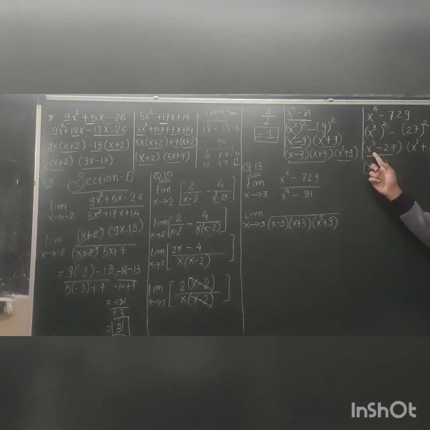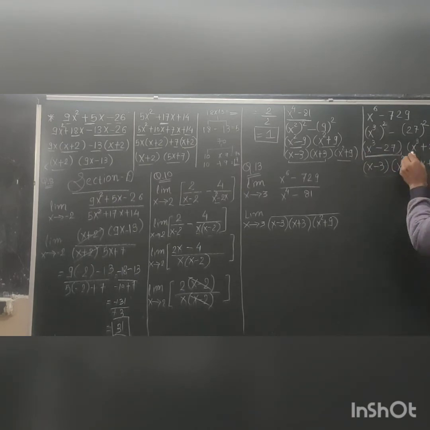Now the cube root method. The cube root of 27 is 3. x minus 3, square of the first value. Here the sign is negative, so it becomes a positive multiplication of this: 3x plus the square of 3, 9. So this is the simplification only for x cube minus 27.